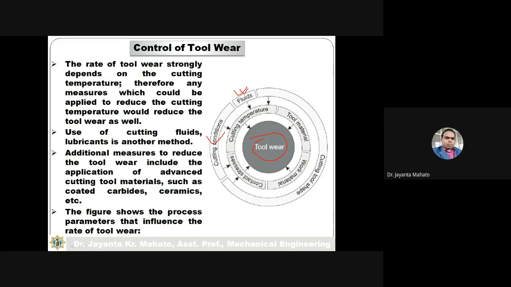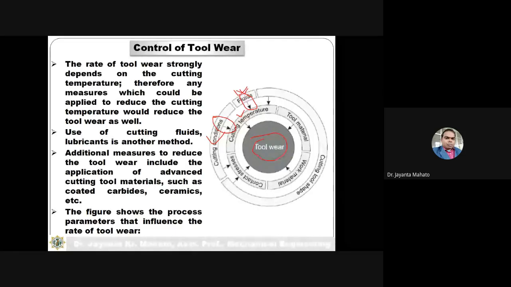Cutting temperature depends on these two parameters: cutting conditions and cutting fluid, meaning what cutting fluids and what cutting conditions are used. If you use suitable cutting fluids and suitable cutting conditions, then the cutting temperature can be reduced, and if the cutting temperature is reduced, then tool wear can be reduced.